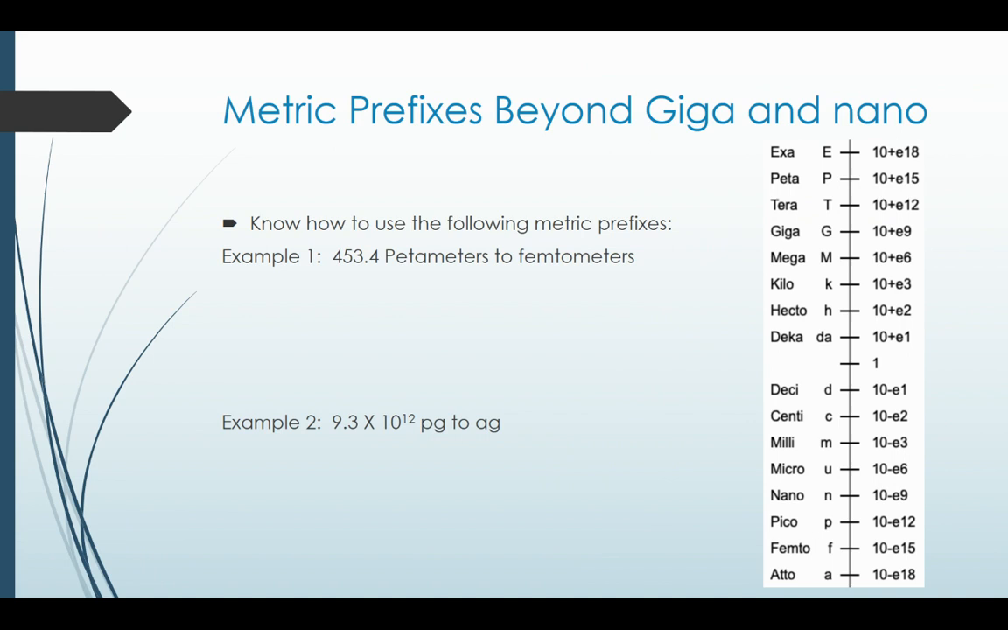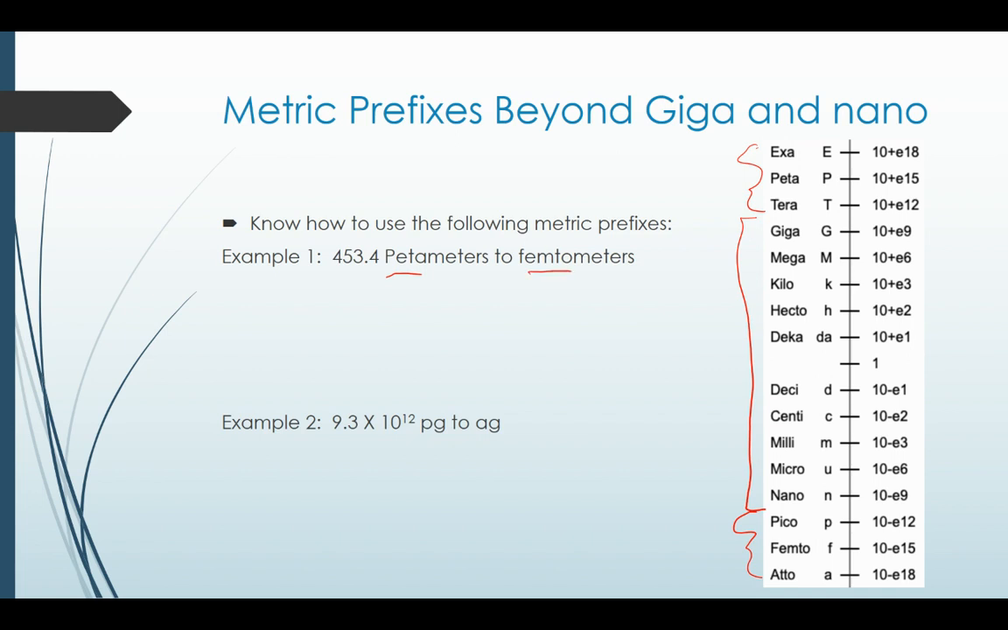What you need to know is, like for regular physics, they have to know giga through nano. You have to know that too. But we have these additional three on the top and three on the bottom that you need to be able to use and work through. So I'll work through one of them and then I'll give you the answer for the other one. For example, we're going from petameters to femtometers.